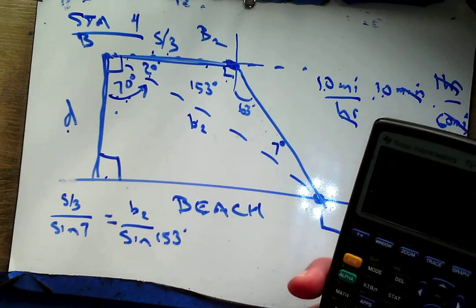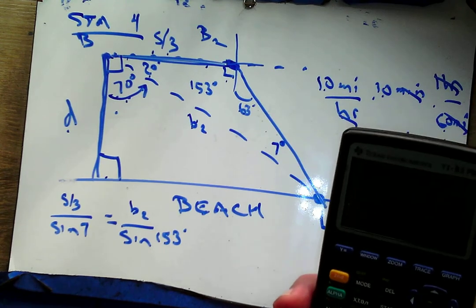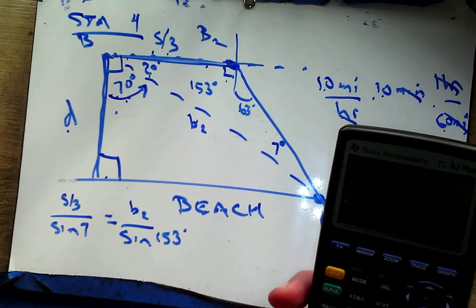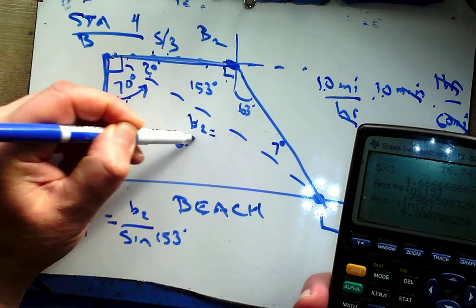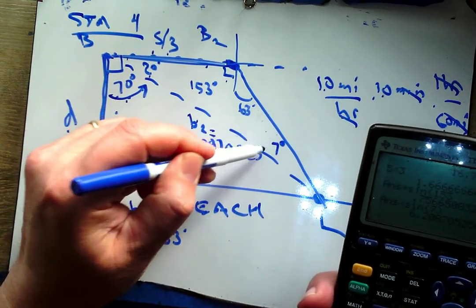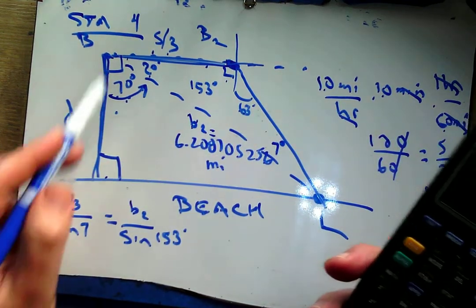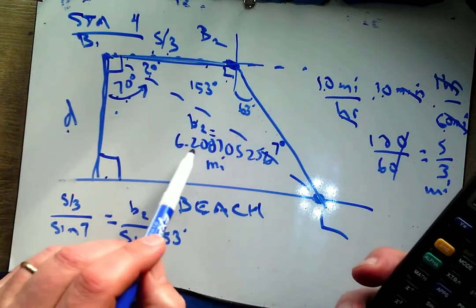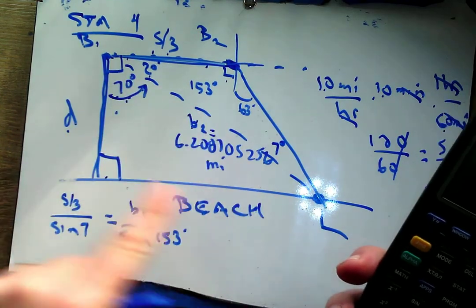5/3, and I want to multiply by sine of 153. And I want to divide that number by the sine of 7. And I get 6.208705256. And these are miles, yeah, miles. Okay, so this distance, the distance from the boat to the lighthouse on first sighting, was a little more than 6 miles.